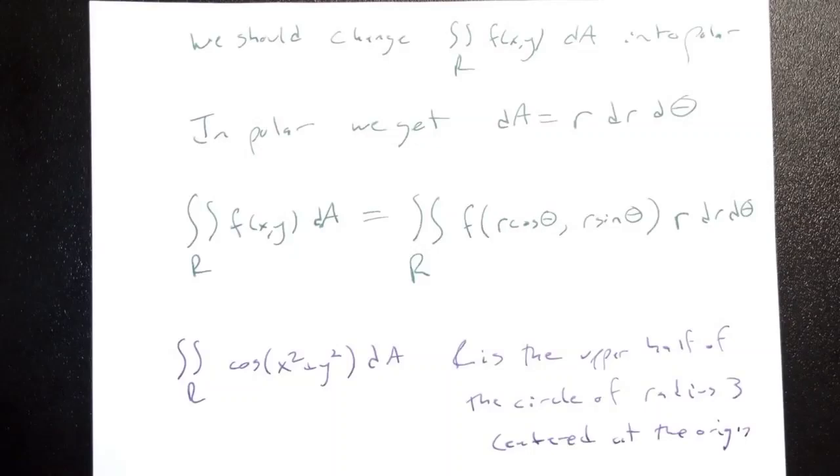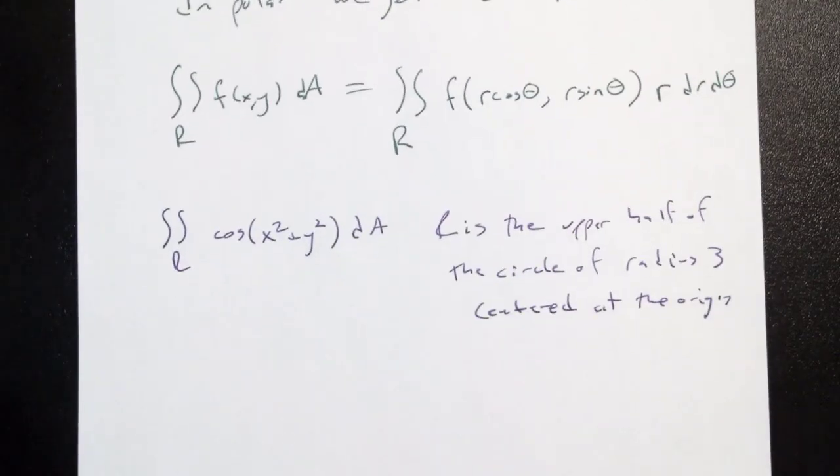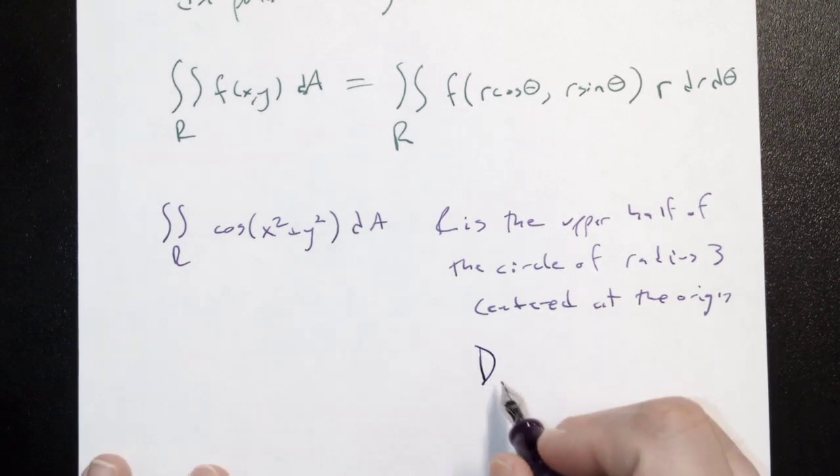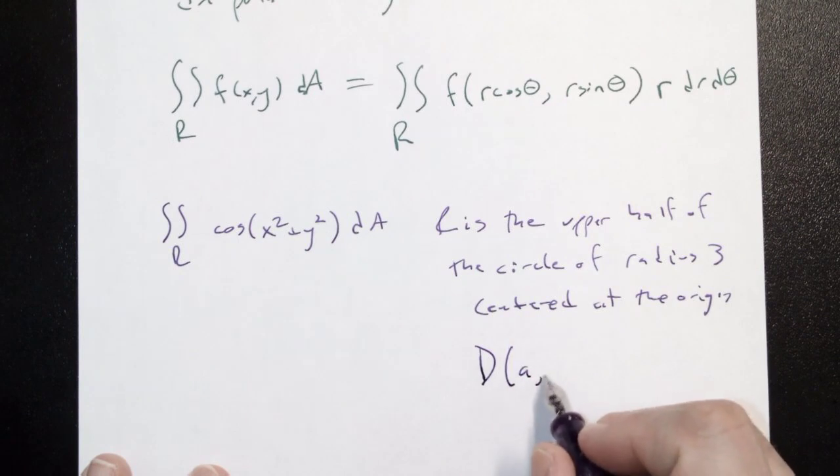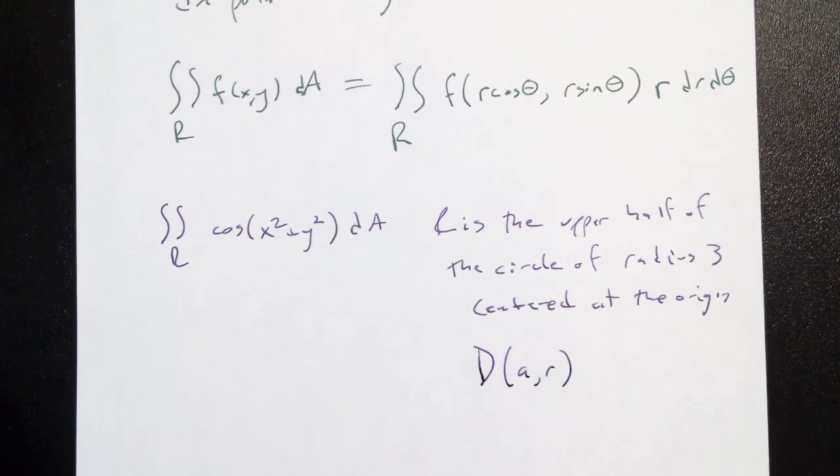Now, different textbooks have different notation. We're often using the inside of a circle. If I'm going to use the inside of a circle, I will often call it the disk centered at A of radius R.